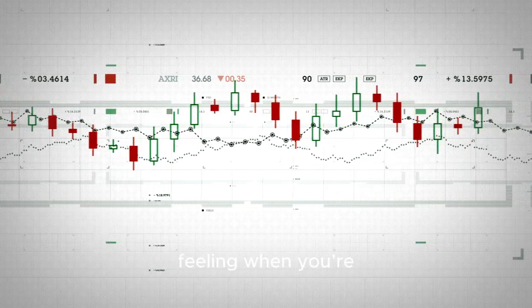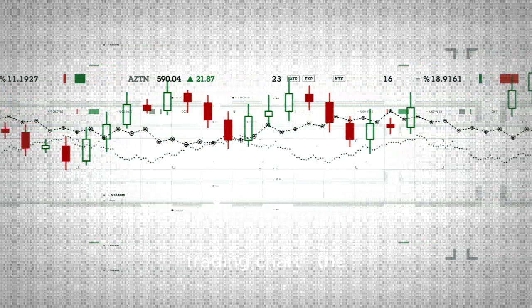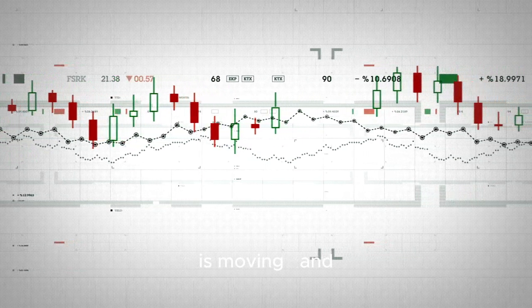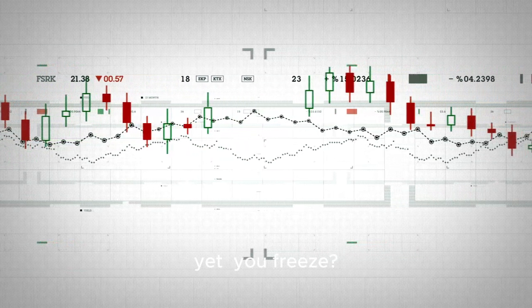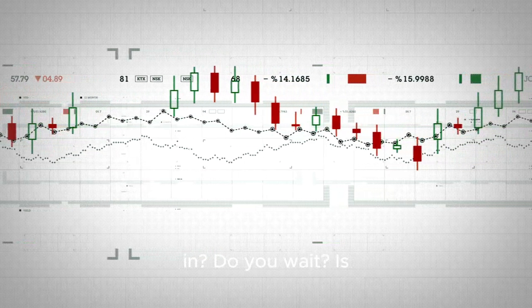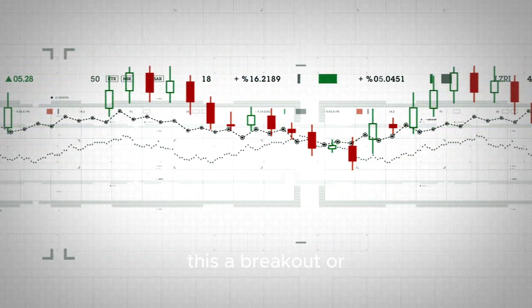You know that feeling when you're staring at a trading chart, the candles are dancing, the volume is pulsing, the market is moving, and yet, you freeze? You're caught between fear and greed. Do you jump in? Do you wait? Is this a breakout or a fake out?